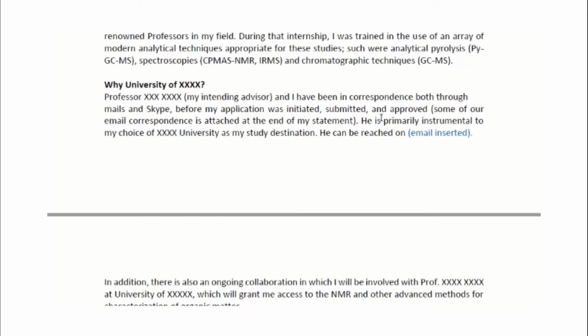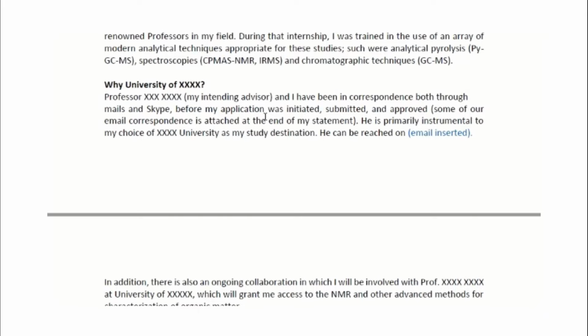So I put a screenshot of some of our emails. I blotted out some parts and just put in the parts that are not private, the parts that talked about the research project that he feels I should do and suggests that I should do. So he is primarily instrumental to my choice of that university as my study destination, which is the truth. Everything I wrote here in my letter is the truth, no embellishment. The real reason why I chose my university is because of the person I'm going to work with, and this is just because I'm doing a PhD program. In a PhD, the supervisor is the most important, right? And his lab and the type of work he does. So this is peculiar to my situation.